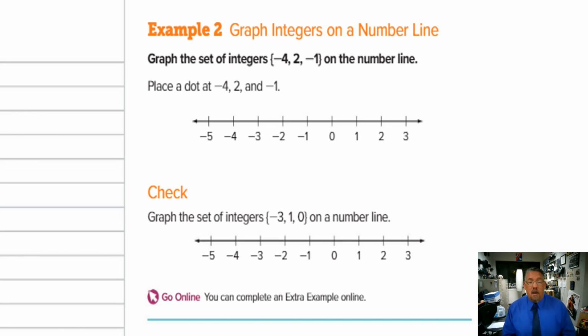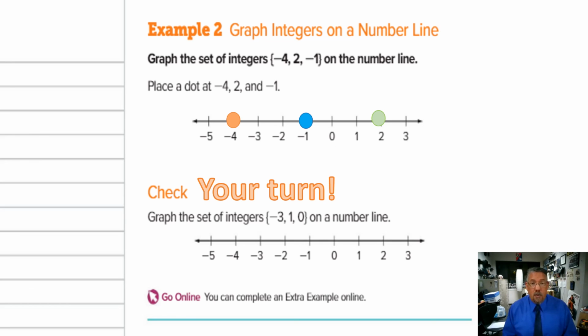If I do the same thing with this example set, then I have negative 4, positive 2, because there's no sign, therefore I understand it's a positive, and a negative 1. So I put in my negative 4, I put in my positive 2, which is going to be on the right-hand side of the 0, and then my negative 1 is 1 step behind the 0. All right, let's check and make sure that you know how to do it. Plot the 3 that are given, and then come back and check.